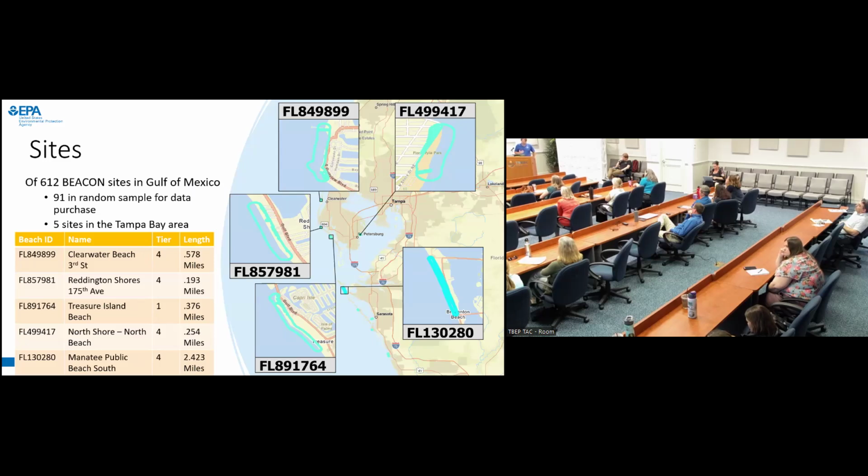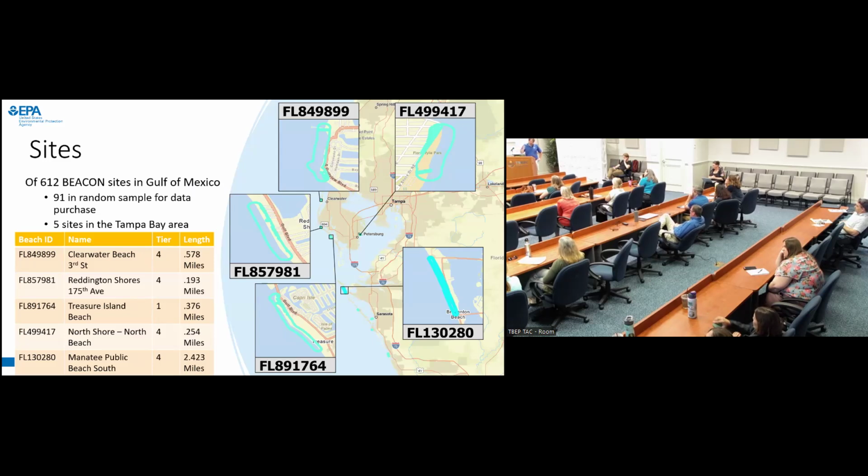Now, for their purposes, they tier those sites. Some of them are what they define as jurisdictional, so of particular interest to EPA based on where they are and the current monitoring program. Here is just an example of the sites that we are looking at here in the Tampa Bay area.